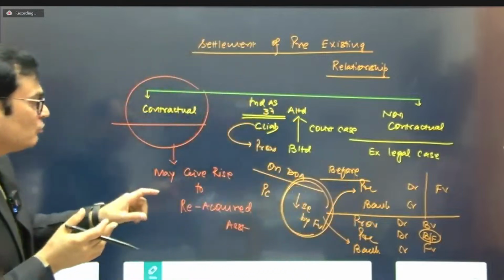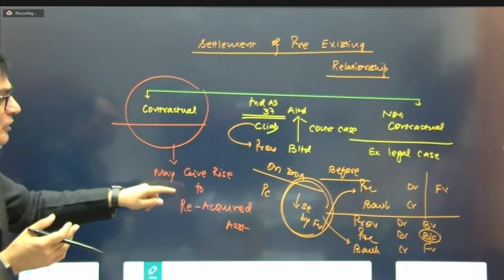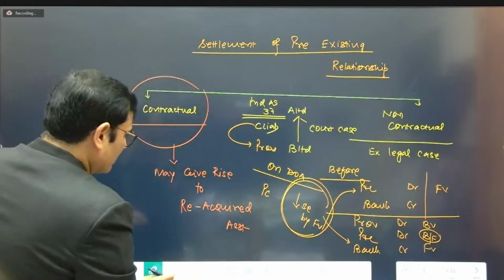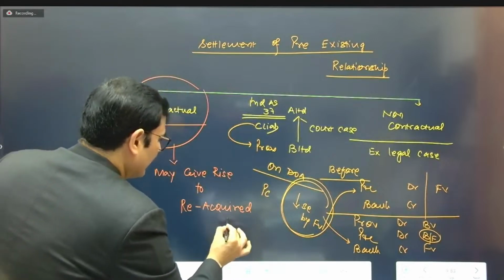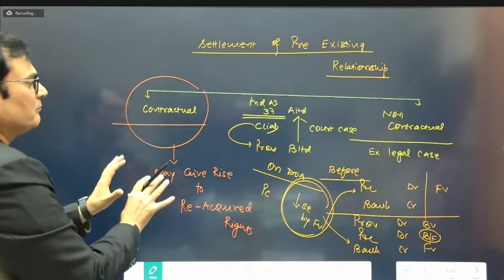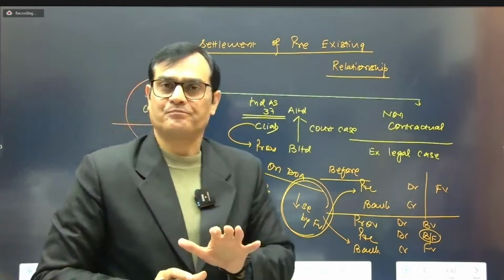So if there is a contractual relationship, it may also give rise to reacquired rights as well. So I think let's not put it as an asset, let's put it as reacquired rights. I'll explain this with a question, because this can be slightly technical.